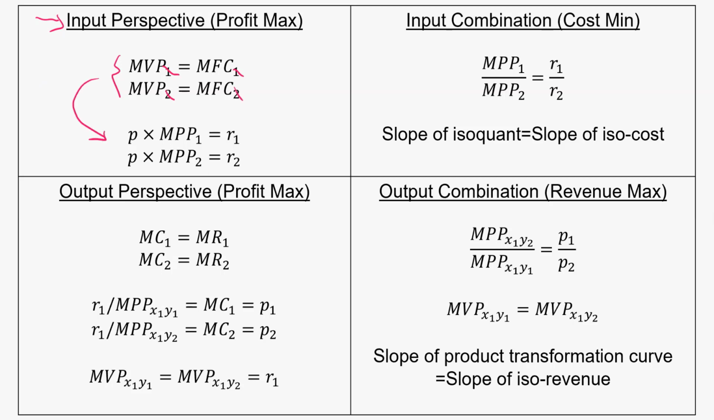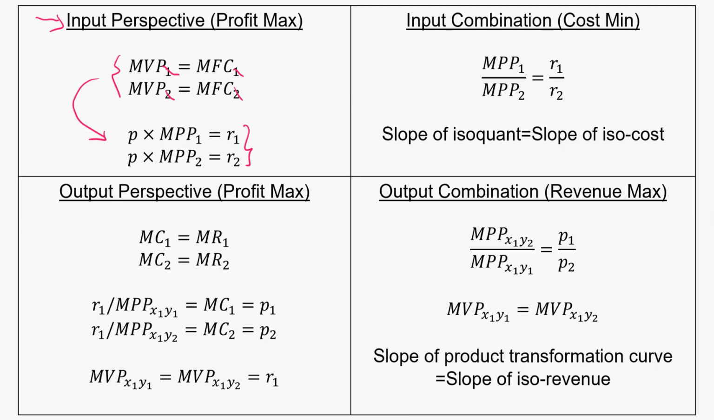Under perfect competition in both the input and output markets, we can write MVP as P times MPP. P here is the output price. And then we can write the MFC as the input price. So this is under the perfect competition condition, and our optimality condition becomes like this.